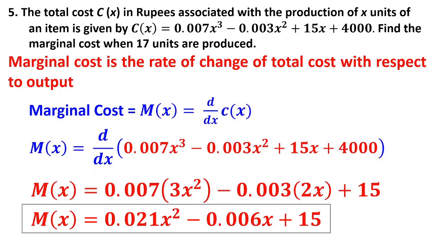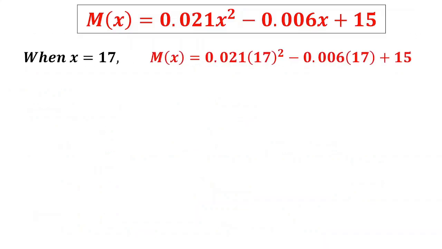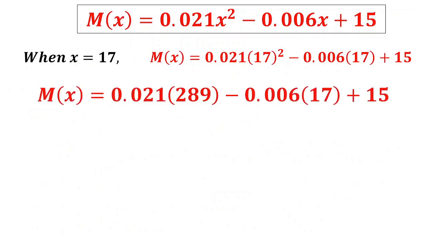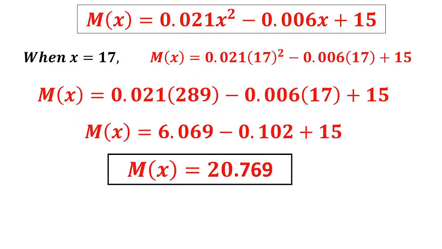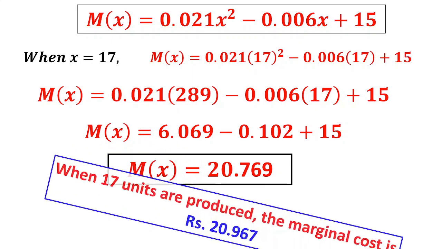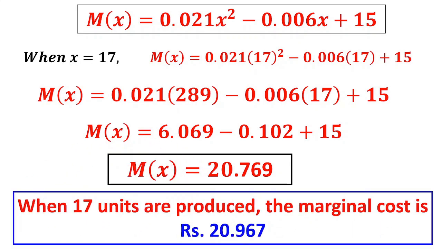Now they want the marginal cost when 17 units are produced. Therefore I am putting x equal to 17 and multiplying. I am getting the final answer as 20.769. Therefore when 17 units are produced, the marginal cost is rupees 20.769.